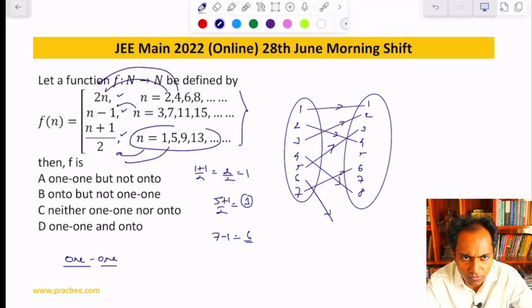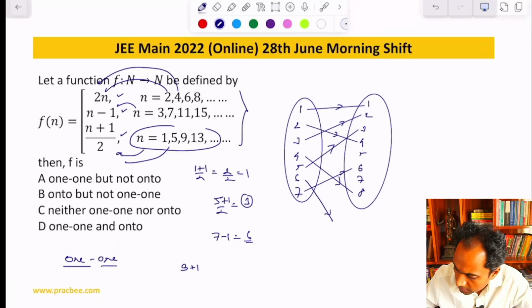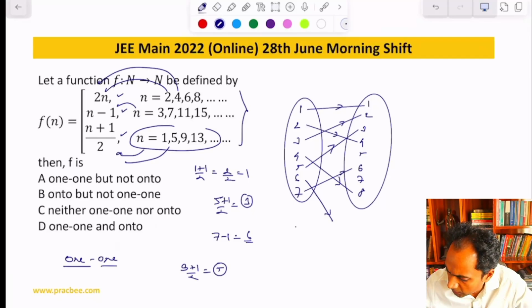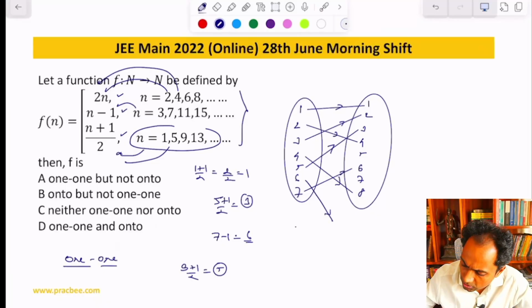Now for 5, if I take 8, it will not matter, but if I take 9, 9 will go into the third part. 9 plus 1 divided by 2 will become 5. So you can see that 9 will ultimately get mapped to 5. So all of the elements are getting mapped. So this is both one-one and onto. So option D comes out to be correct.